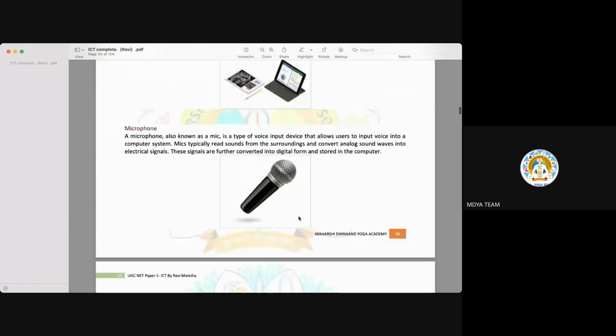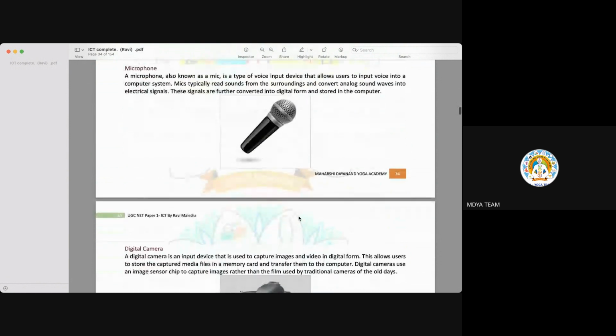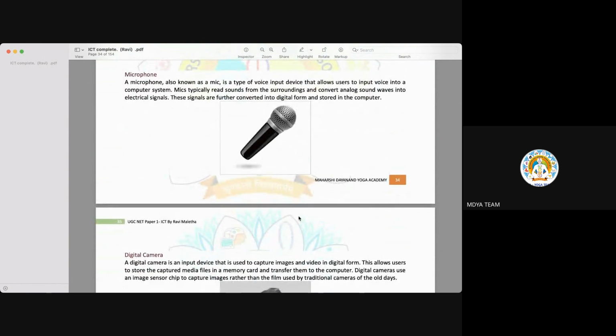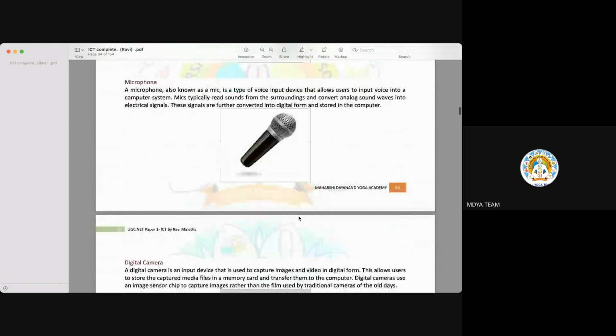Then the microphone. If you want to process some voice or audio, you can use a microphone as an input device into the computer system. You can record it, process it, and then store it or transfer it to other systems also. They convert the analog sound waves into electrical signals, and these signals are further converted into digital form, and then they are stored in the computer.